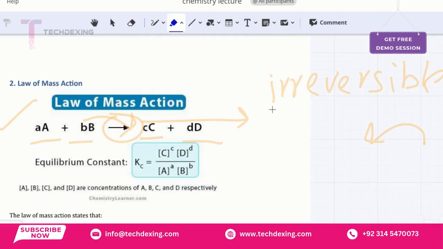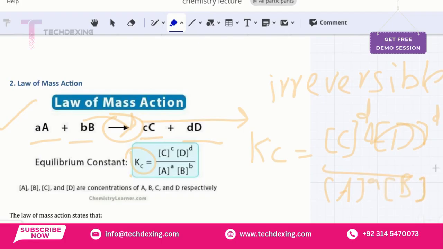In simple terms, you can say the rate of a chemical reaction is directly proportional to the product of the concentration of the reactants. Similarly, this is the equilibrium constant, the sign basically that is assigned to it. You can see these are the constants with the A, and these are the constants with the B. Let me tell you that [A], [B], [C] and [D] are the concentrations of A, B, C, D respectively.